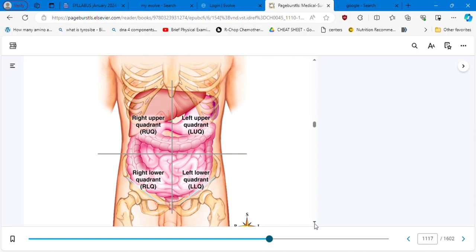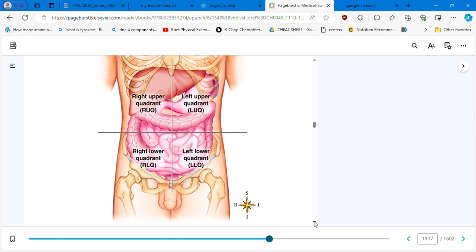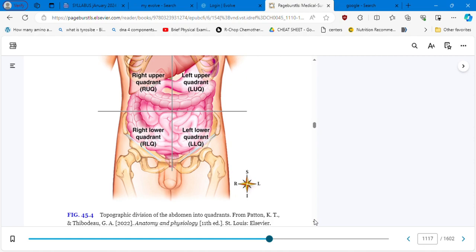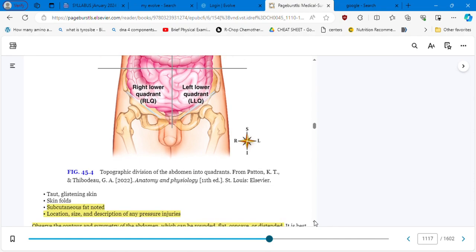In the right upper quadrant, you have most of the liver. You also have the gallbladder, right? And you have part of the transverse colon, which extends to the left upper quadrant as well. Then in the lower quadrant, you have the beginning of the ascending colon, the ovaries, the ileocecal valve, the appendix, and the cecum.